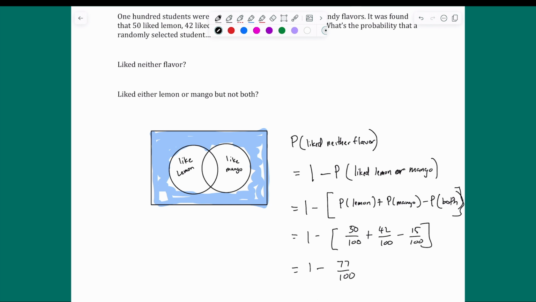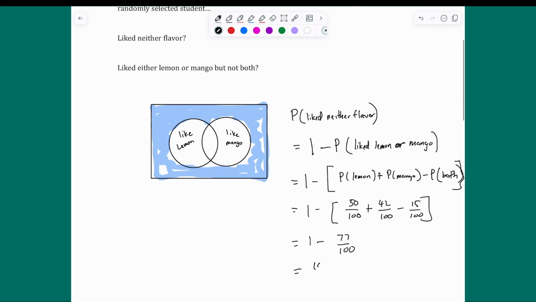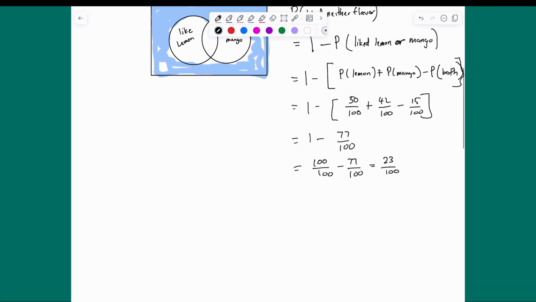Okay, and then we need to subtract that probability there. So that's 100 over 100 minus 77 over 100. And let's figure out what that is. So we have 100 minus 77 over 100. And we see we have 23 over 100, which is already a reduced fraction, and so the probability they liked neither flavor is 23 over 100, or 0.23 as a decimal. All right, likewise.